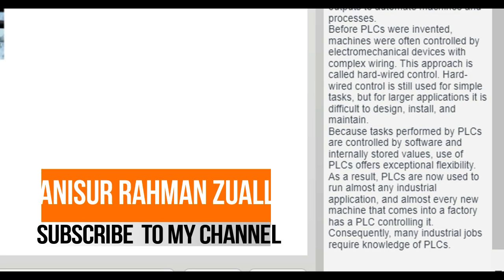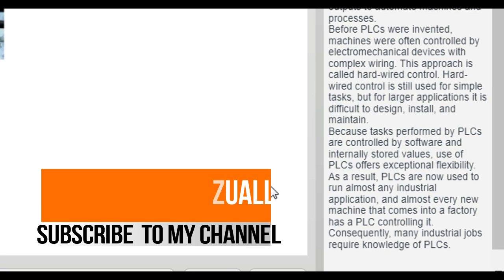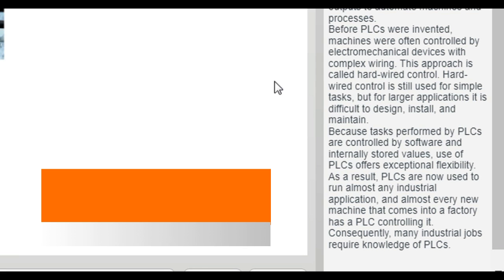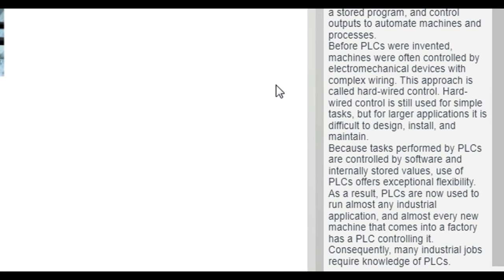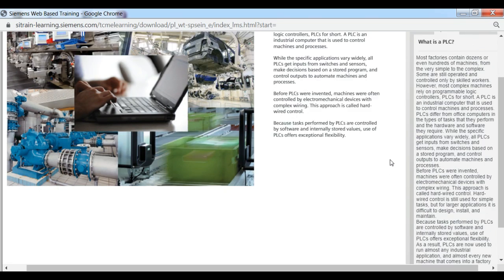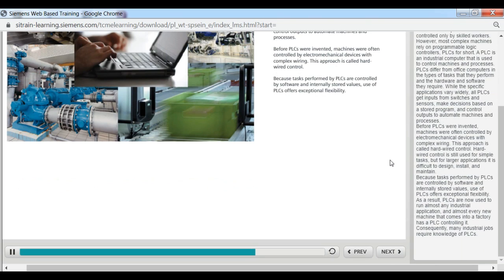Because tasks performed by PLCs are controlled by software and internally stored values, use of PLCs offers exceptional flexibility. As a result, PLCs are now used to run almost any industrial application, and almost every new machine that comes into a factory has a PLC controlling it. Consequently, many industrial jobs require knowledge of PLCs.